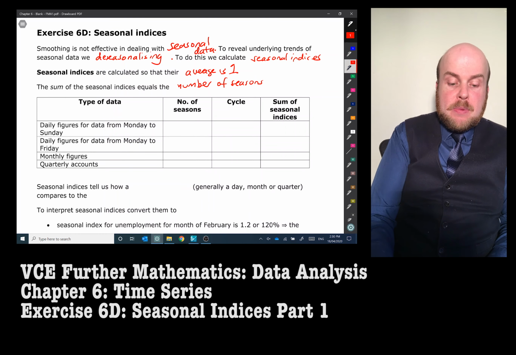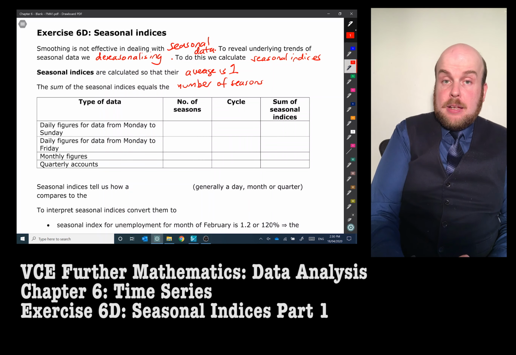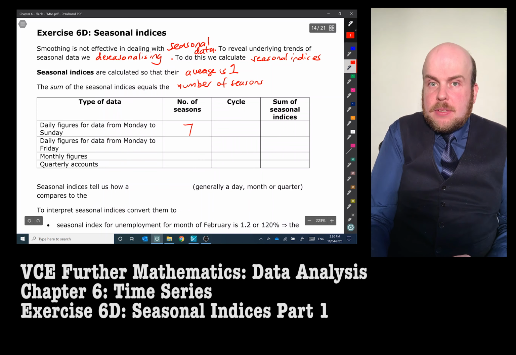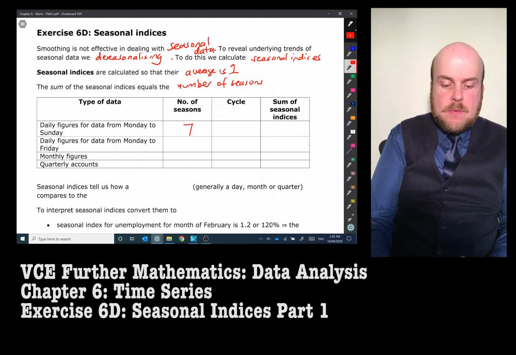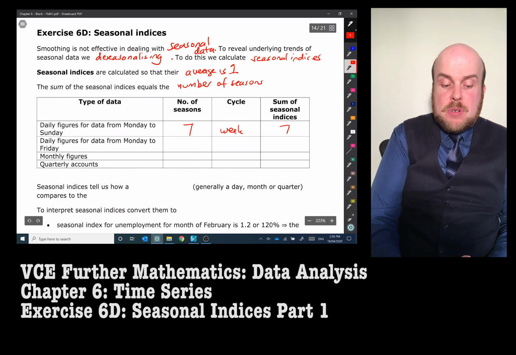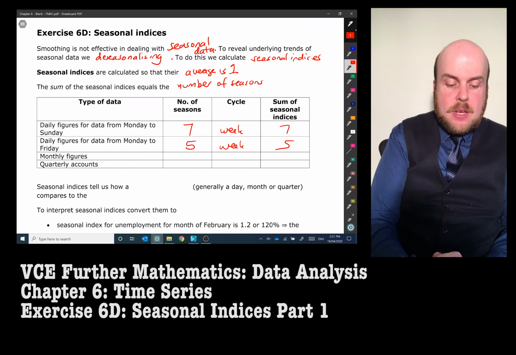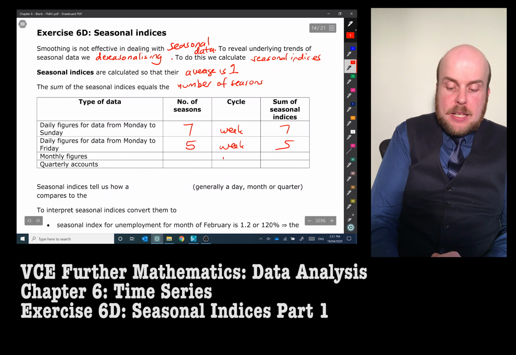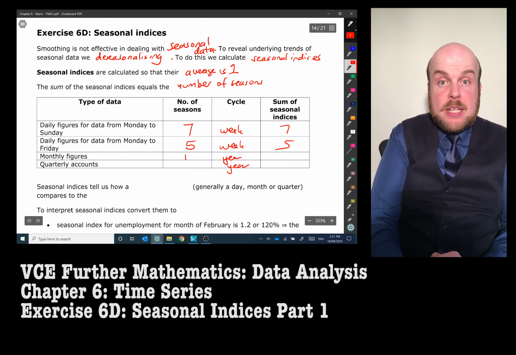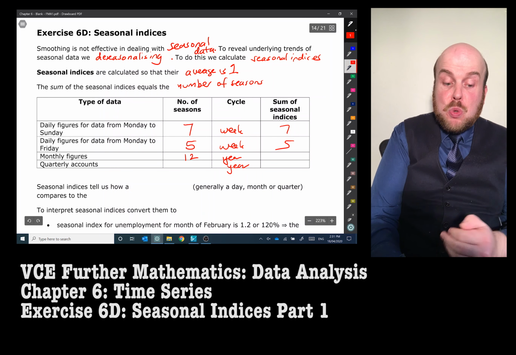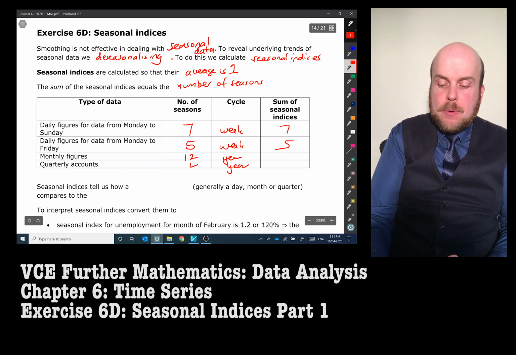For example, if I'm dealing with daily figures for data from Monday to Sunday, there are 7 seasons there, because each day is part of this weekly cycle, and the sum of the seasonal indices will be 7. If I'm doing Monday to Friday, that's going to be 5. The cycle will be the week. Remember, a cycle is the pattern which is greater than a set of seasons. For monthly figures, that's when we start dealing with years, so the number of seasons in a year will be 12. If we're dealing with quarterly accounts, then that's going to be 4.